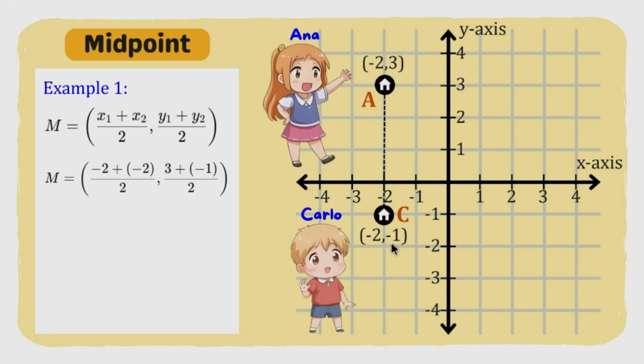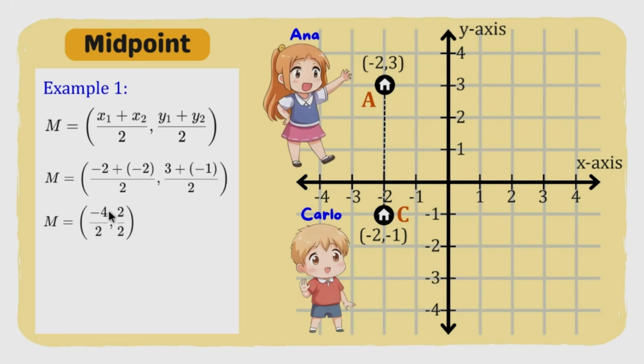Alright? Para hindi po tayo malito. Now, after substituting, we will now operate negative 2 plus negative 2. Ito naman po ay 3 plus negative 1. We will get negative 4. And then dito naman po we have here 3 plus negative 1, we will get positive 2.